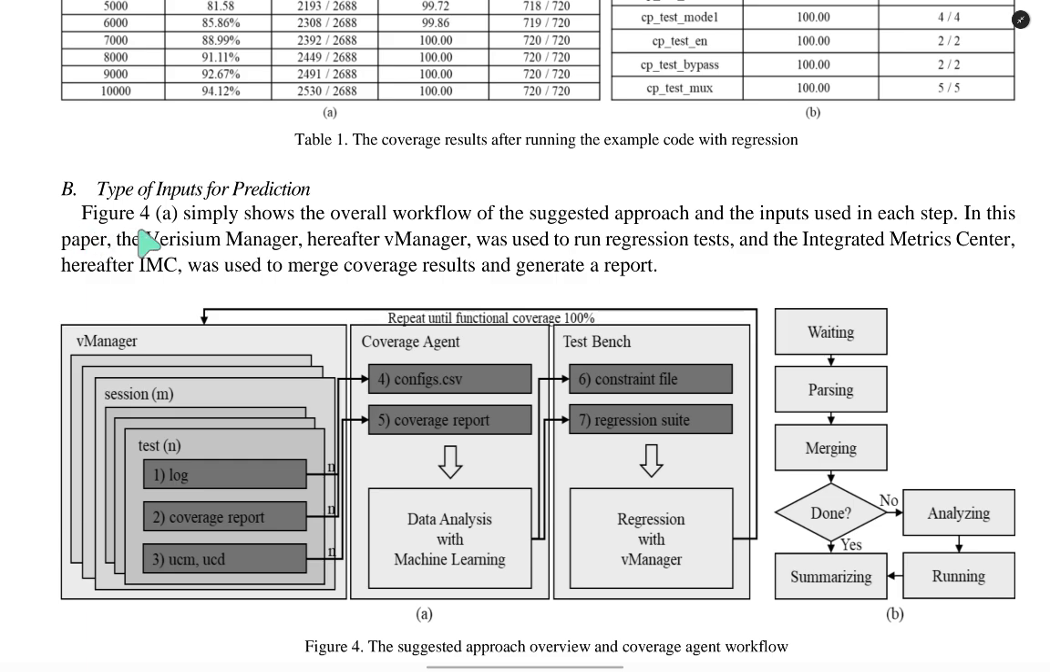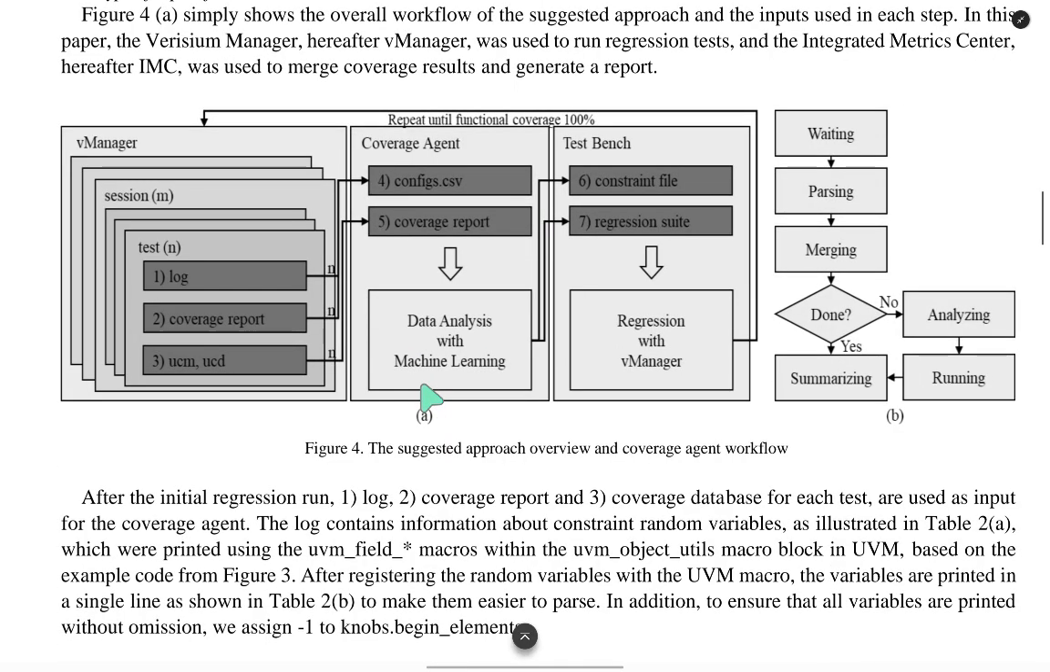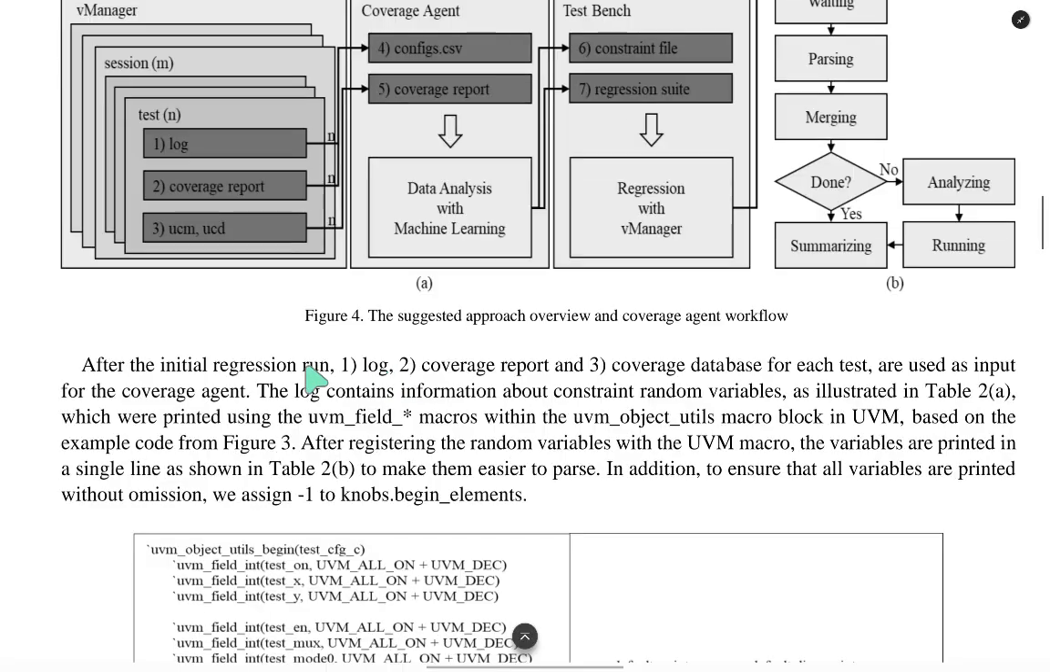In this paper, the Verisium Manager, hereafter vManager, was used to run a regression test, and the Integrated Metrics Center, hereafter IMC, was used to merge the coverage results and generate a report. Figure 4. The suggested approach overview and coverage agent workflow. After the initial regression run, a log and coverage report and a coverage database for each test are used as input for the coverage agent.